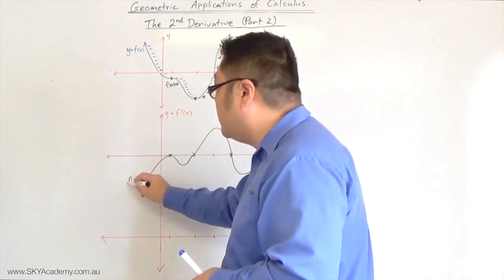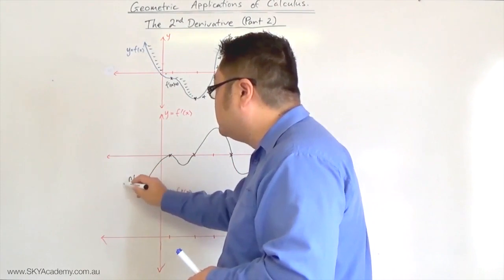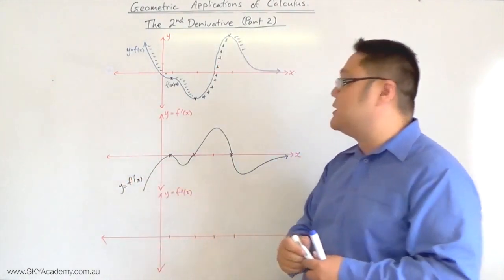And the gradient function we denote by f dash of x. So y equals f dash of x will look something like that.